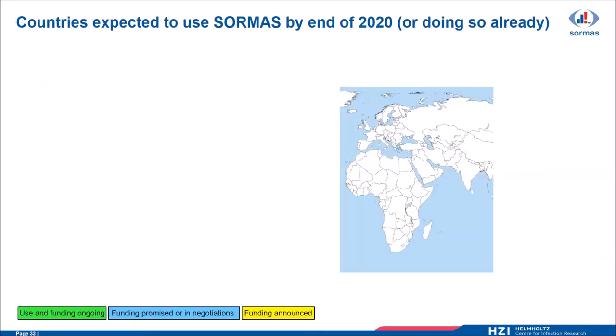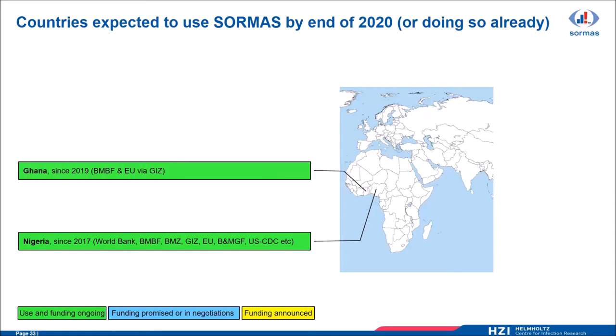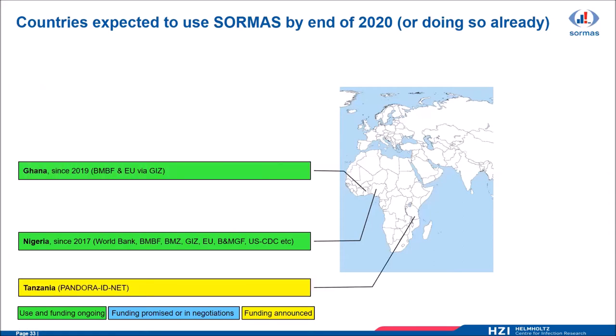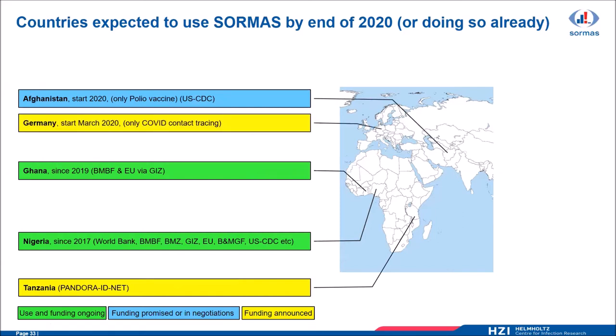Now, this is also very important. Especially for COVID-19, we've seen an increased request to use SORMAS for COVID-19. SORMAS has been used in Nigeria since 2017 and in Ghana as well since 2019. SORMAS is already currently deployed in Tanzania based on the Pandora project. Then in Afghanistan, we're about to use SORMAS also for campaign management for polio. It has started also in Germany since March 2020, covering the whole country now.